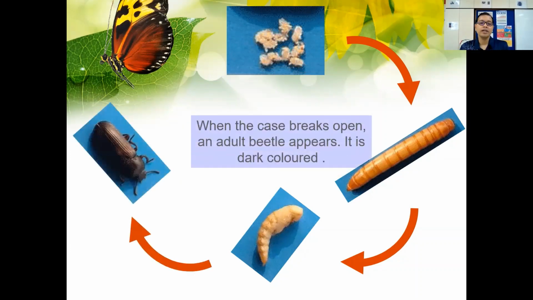Now, when the case breaks open, the adult beetle appears, and usually it is darker in color. Okay. This is something that many of you who have kept the mealworms may have seen happening, that the mealworm goes through a pupa stage and then metamorphosizes into a dark beetle, and you release it into the wild. Question, Mr. N, how come my mealworm doesn't change into a beetle? It doesn't form a pupa. It doesn't become a beetle proper. It doesn't become an adult.